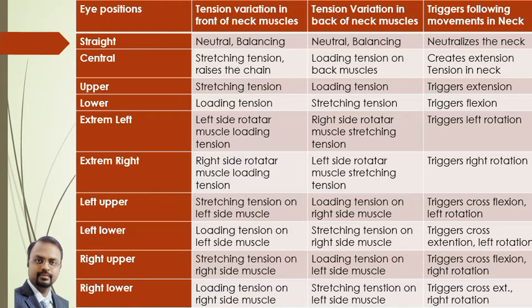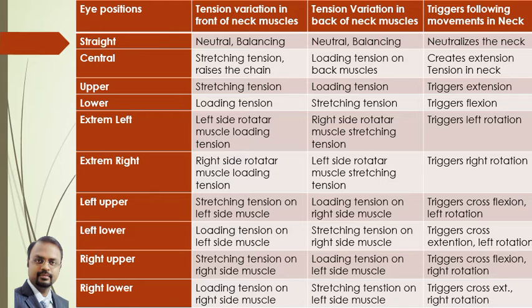Same way, when you go for left upper gaze, the stretching tension on left side muscle will be triggered in the front of the neck muscles, and loading tension on the right side muscle will be triggered on the back of the neck muscles. This eventually triggers the cross flexion and left rotation, which will be eventually explained further into the video tutorials of part 2.